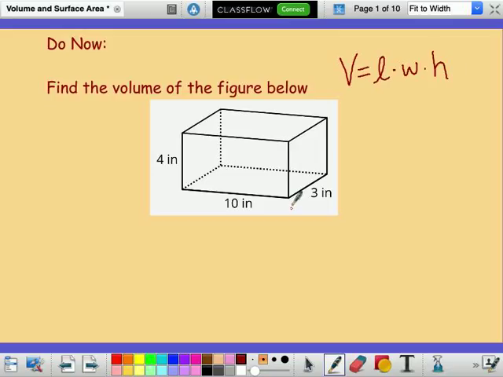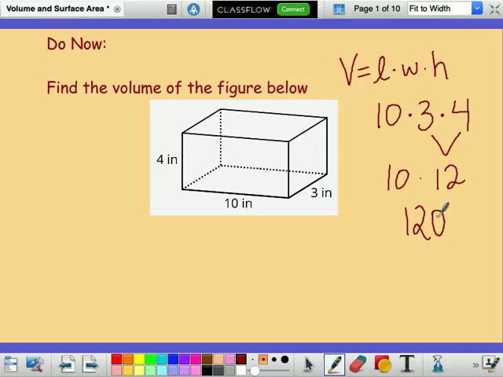Your length is 10. Your width is 3. And your height is 4. 10 times 3, actually this is easier. 3 times 4 is 12. 10 times 12 is 120. So I would know that this is 120 inches cubed.